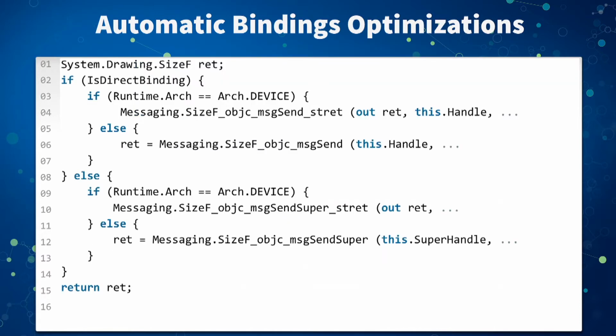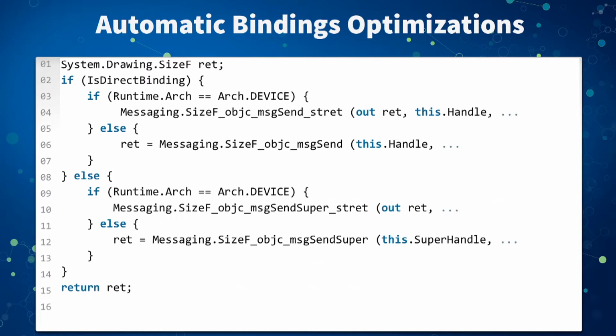Here's another case. Sometimes with the Objective-C runtime library, knowing if you're targeting a device or a simulator is different. You must use different APIs. That's true for structures and floating point values. We don't expose this to developers, but for people doing bindings, it's pretty important.